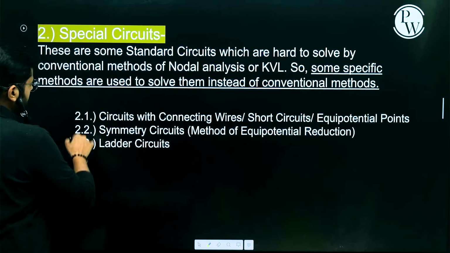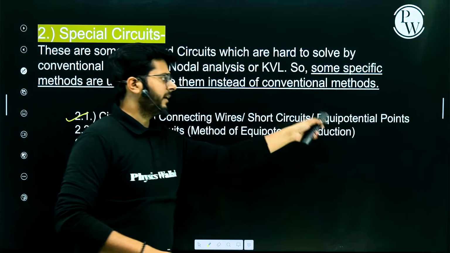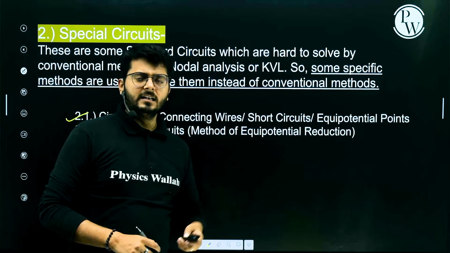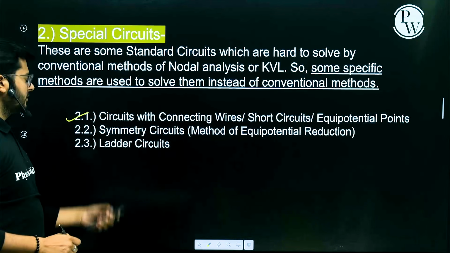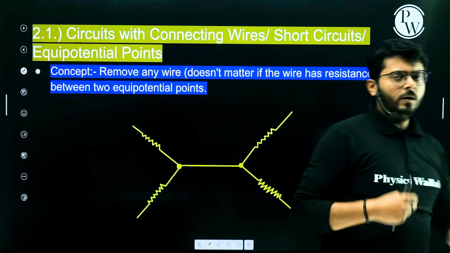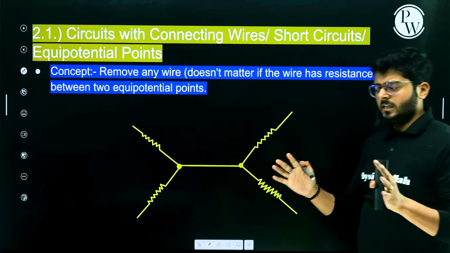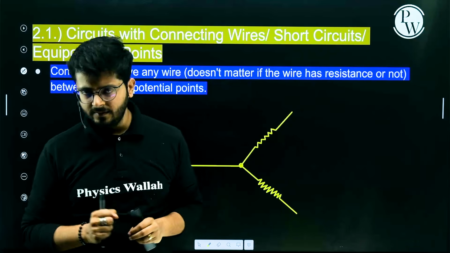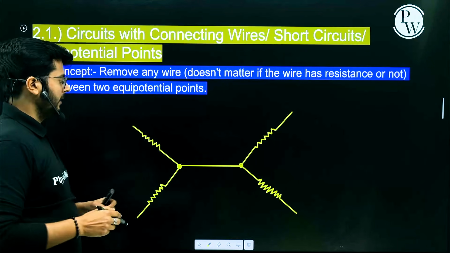But look into these things: circuits with connecting wires, short circuit and equipotential points. Let's have a look at the first thing, and then we will consecutively look at the symmetric circuit and ladder circuits. So let's first have a look at this. We are going to see a circuit where identifying which elements are in series and which are in parallel is not going to be easy. We cannot directly tell that, and we have to find the net resistance. How can I do that? Okay, let's have a look.